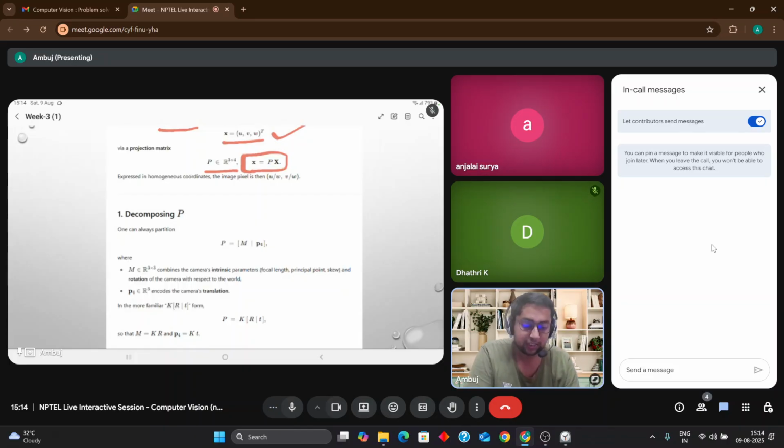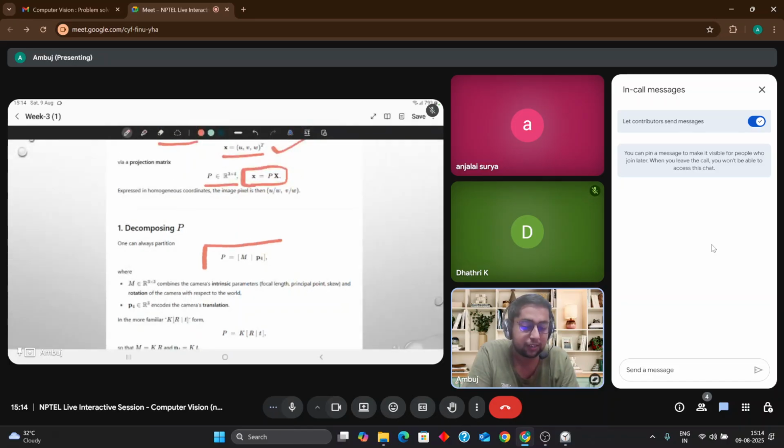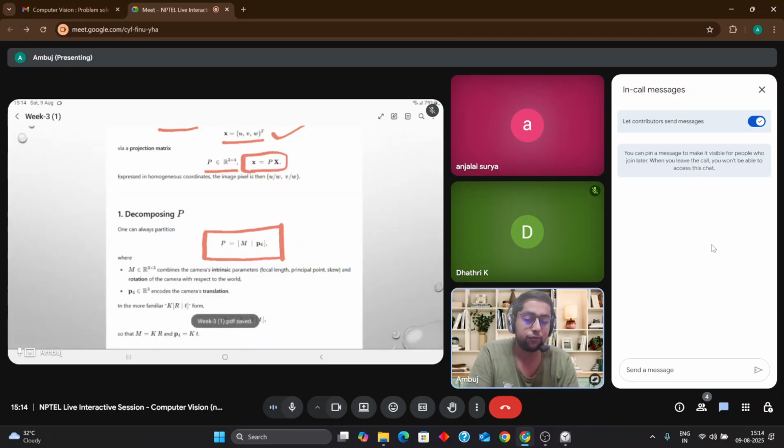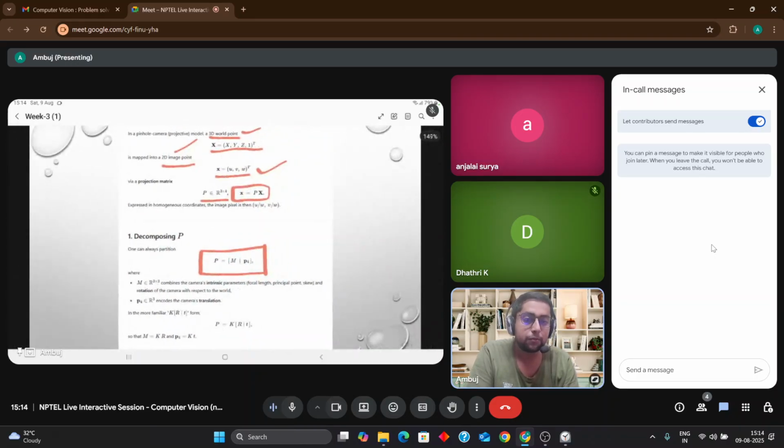Now p4 follows the relation R^3. It encodes the camera's translation. In the more familiar form, P follows this particular K[R | t] relation. So making M equal to KR, you can always do it, or p4 equal to Kt, but in the general notation, you can always remember this particular partition. This partition would be very useful for you even in future concepts, which you will see later.